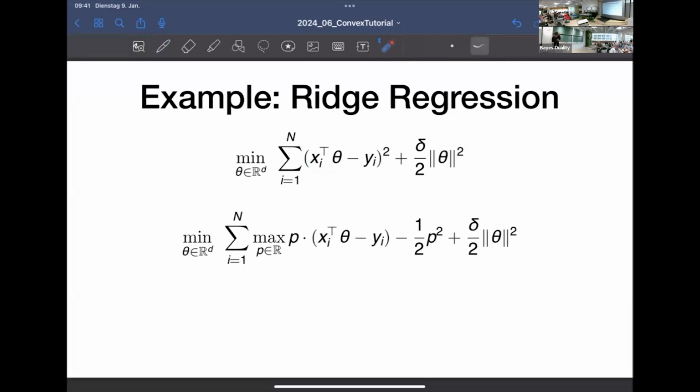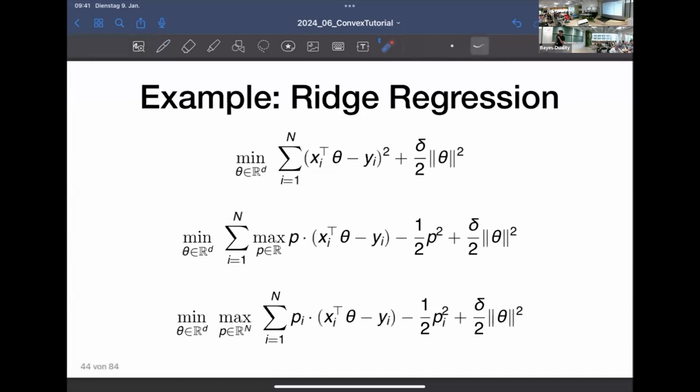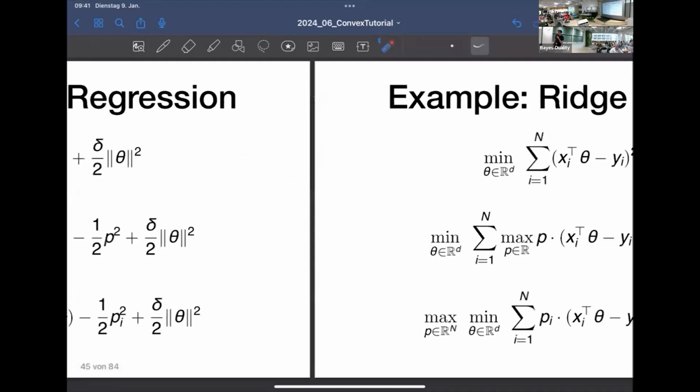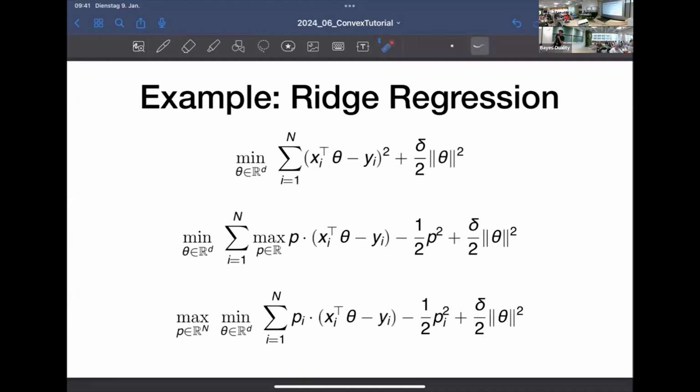And maybe now I exchange the summation with the maximum. This is actually quite a useful trick: because the terms inside the sum are not coupled, they don't talk to each other, I can pull the maximum out and give a p_i for every term in the sum. So I can also write it like this. And if we see min and max, our favorite thing is to swap them. So we can also do this here, and we already arrived at our dual problem.